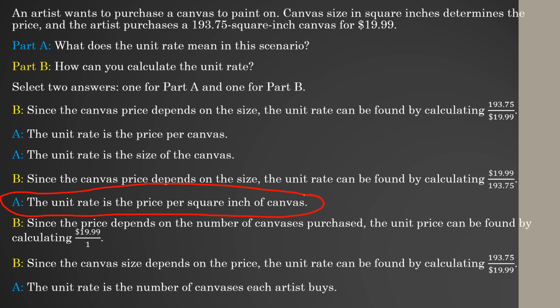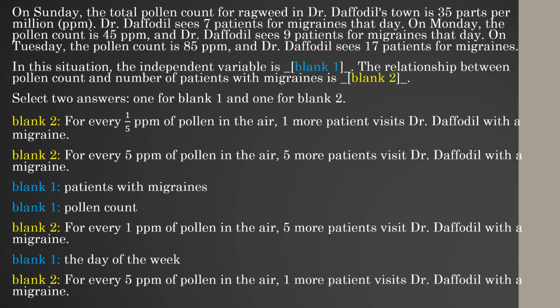B is asking us, how can we calculate the unit rate? We don't need to actually figure out what the unit rate is, we just need to know how to calculate it. Remember that anytime you have money, money should always go on top. Here money is on the bottom. Nope. Here this is telling me that my unit rate is $19.99, but that's not true because he paid this much for a 193.75 square inch canvas, which means it has to be this one here. This is the ratio that we would use to solve this problem.